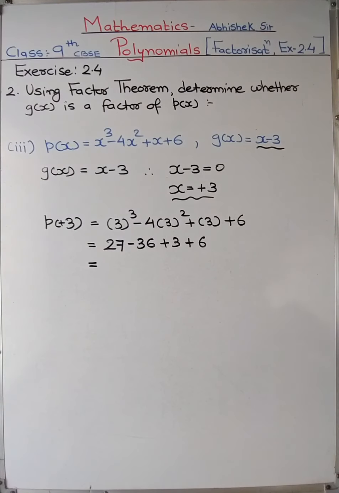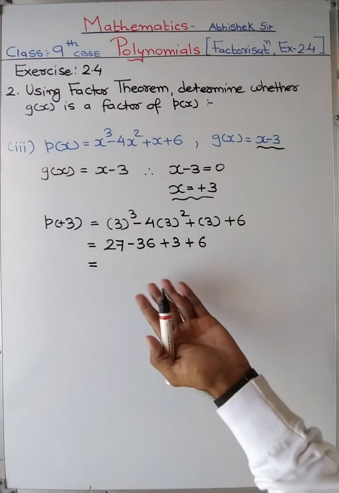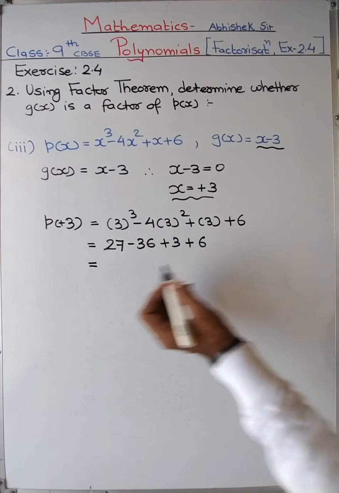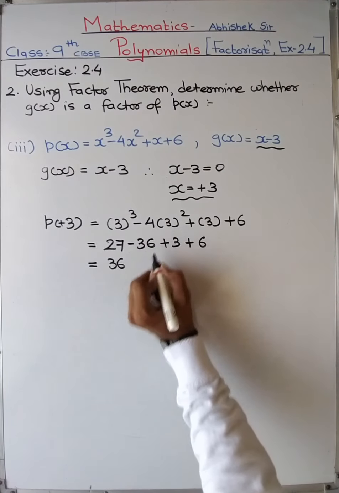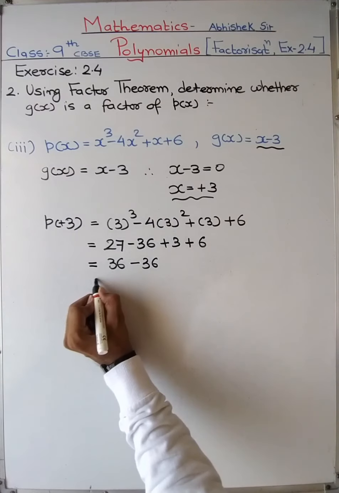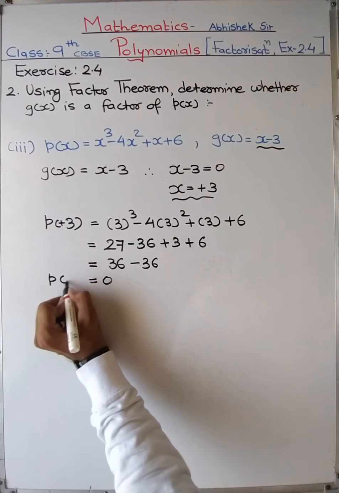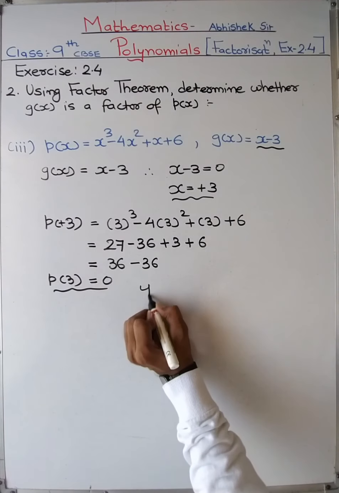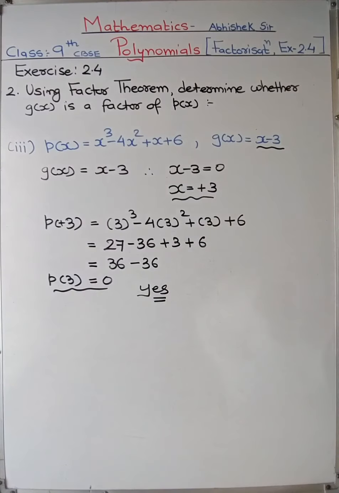Now we have 3 terms which are related to addition, like 27, 3 and 6. That makes plus 36, and we have one number that is minus 36. Ultimately the answer is 0. So if p of a is 0, then x minus a is the factor. So by factor theorem, this answer will be yes. So that is all about question number 2.